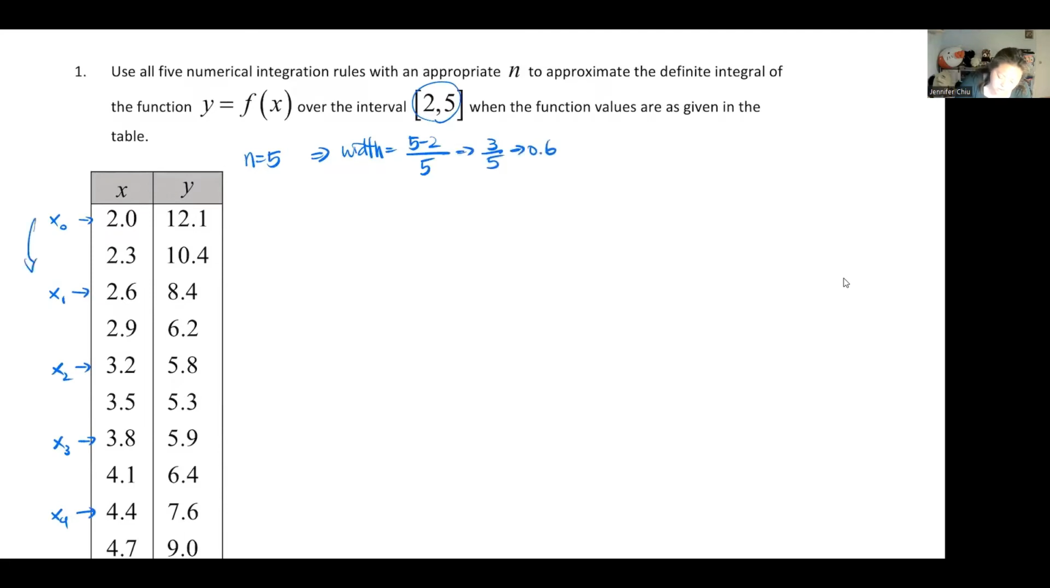And you should see the distance between each of these is 0.6. So our interval, the width of the rectangles, is uniform. They're exactly the same. Okay? All right, so let's take a look at a few things we do know already.